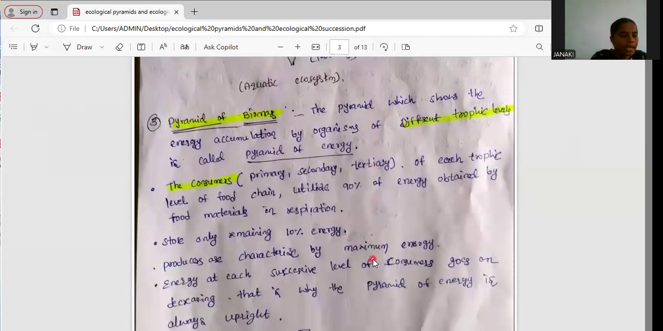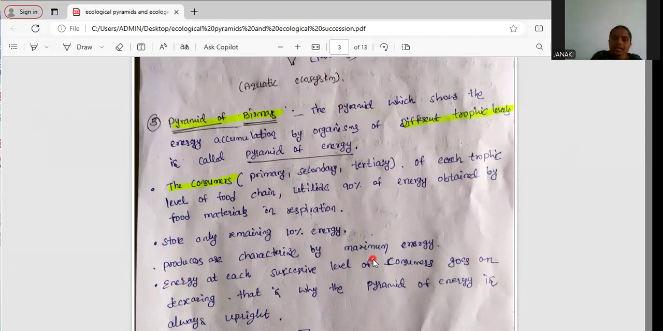Next, the third type is the pyramid of biomass. The pyramid which shows the energy accumulation by organisms of different trophic levels is called the pyramid of energy. This is always upright only.